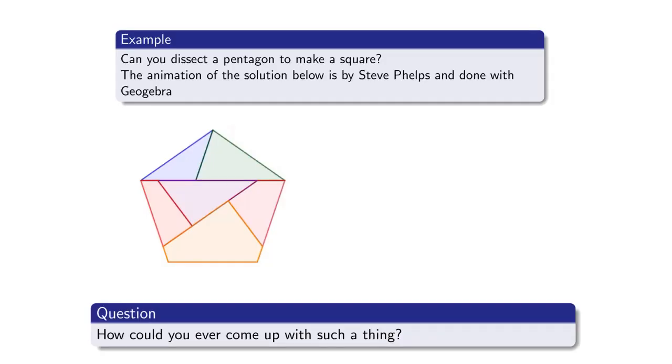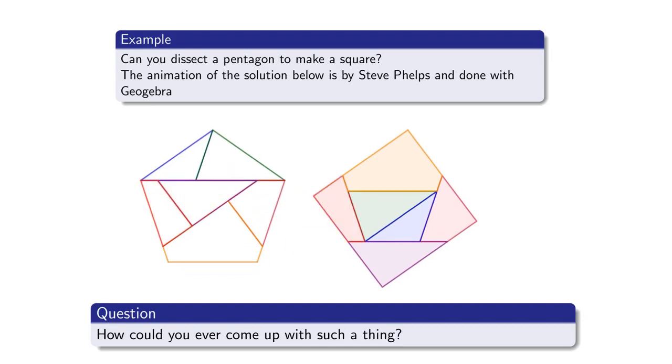So for example, here's one that I found. There's an app called GeoGebra, which has a lot of pretty cool demonstrations. So you have some pentagon, and can you dissect it to make a square? Well, one way to do it is to cut it in all these random places, and then you can rearrange the pieces like this, and you get a square.